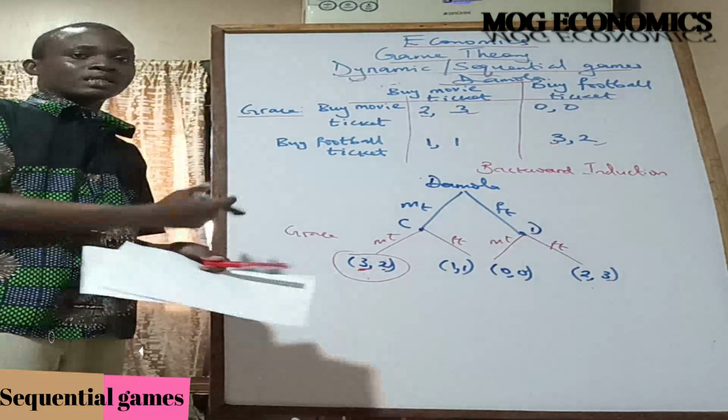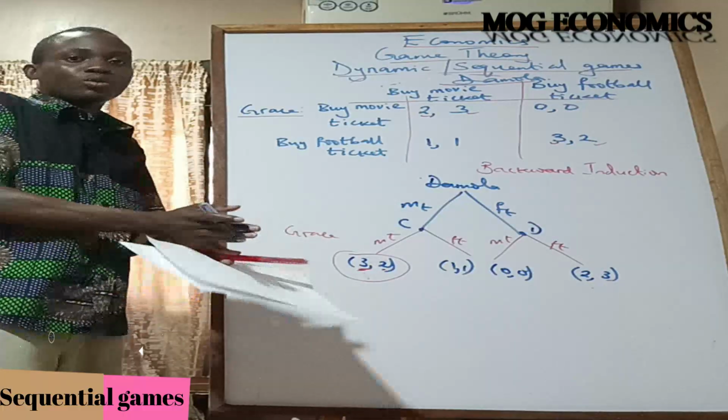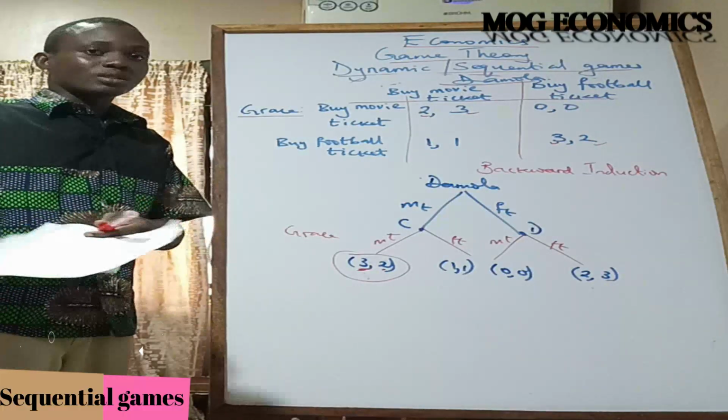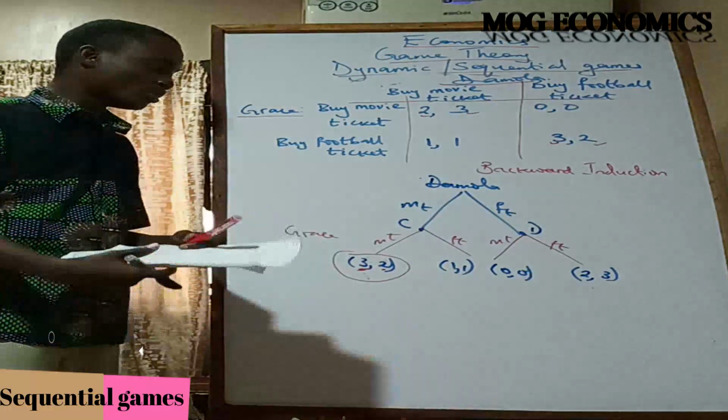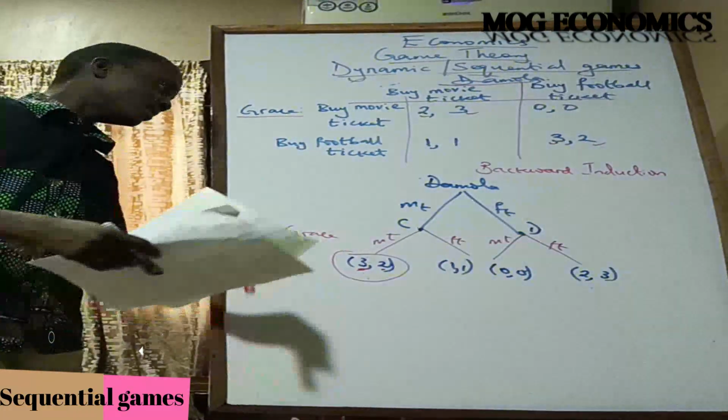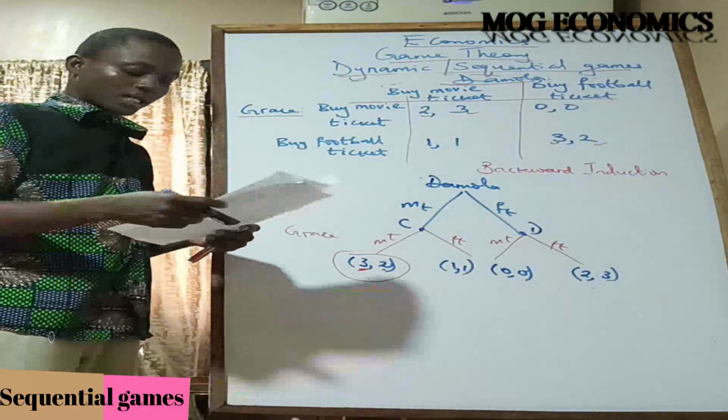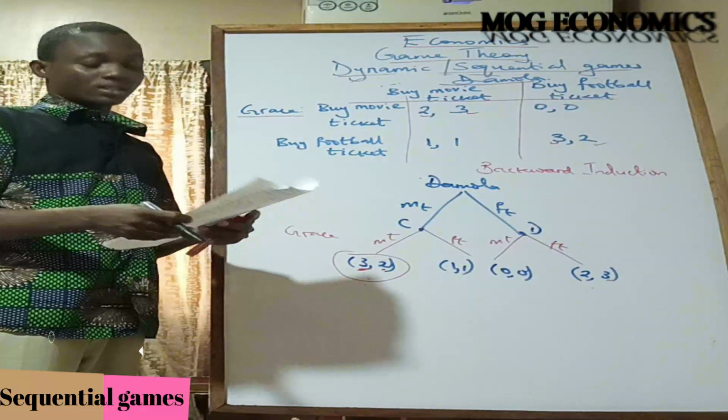So at the end of the day, the subgame perfect Nash equilibrium happens to be one of the Nash equilibria that we got from the normal form game, from that table that we drew initially. So yeah, that is it. I believe that by now this is pretty much understandable.